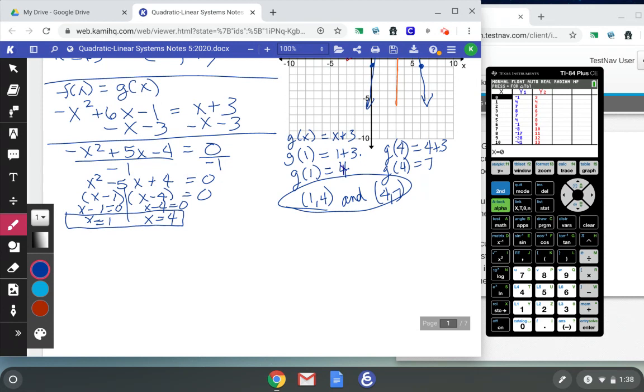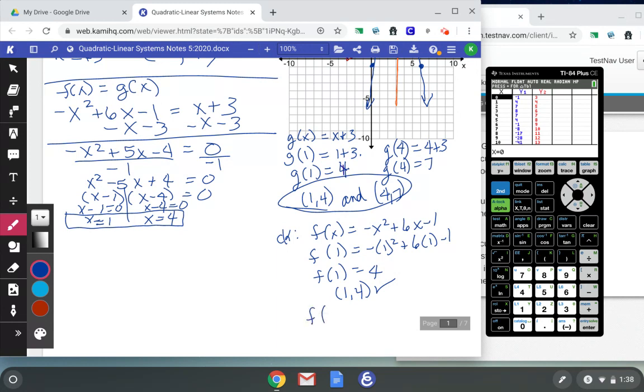So if I have f of x equals negative x squared plus 6x minus 1, f of 1, let's see, negative 1 plus 6 is 5. 5 minus 1 is 4, so you get the point (1, 4). That worked. Okay, check the second point to see if that works also.